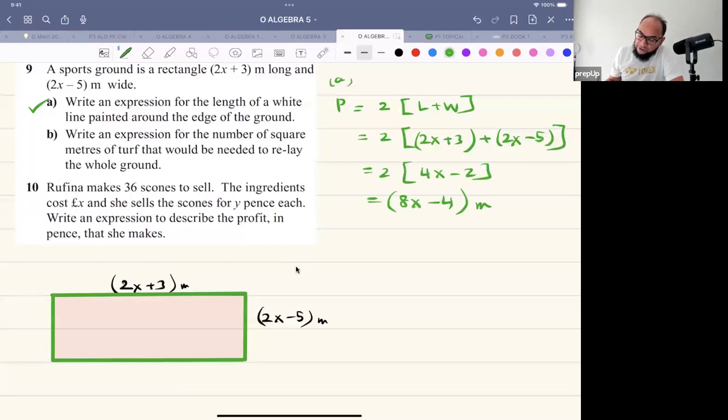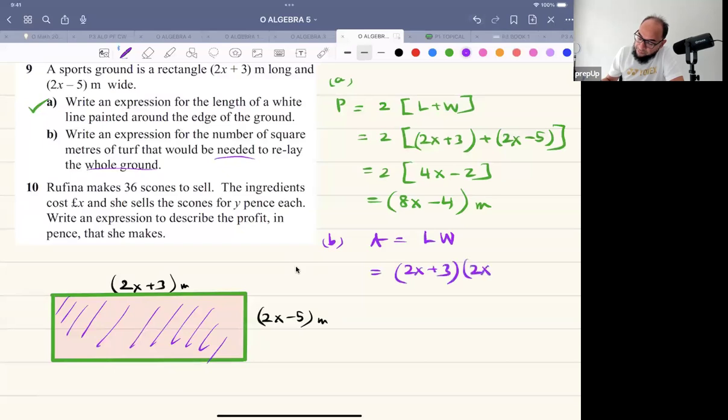Now it says, write an expression for the number of square meters of turf that needed to be relayed over the whole ground. So now we are talking about area, and the turf will go over here. Part B, area is L times W. So this is 2x plus 3 into 2x minus 5. This is 4x square. And this is negative 10x plus 6x minus 15. This is 4x square, negative 4x, negative 15. That is the expression for the area in meter square.